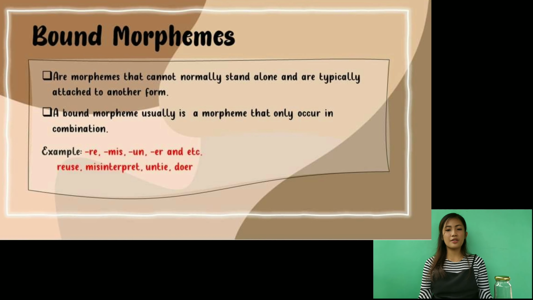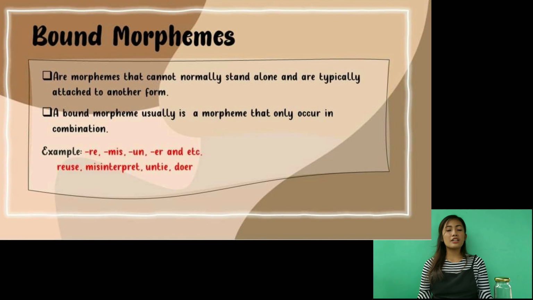This type of morpheme cannot normally stand alone and is typically attached to another form. So a bound morpheme usually is a morpheme that only occurs in a combination. Examples of a bound morpheme are prefixes and suffixes. For the prefixes, we have re, mis, and un. And for the suffixes, we have examples like ness, ly, the ic suffix.